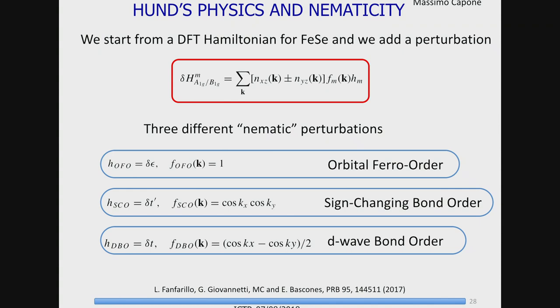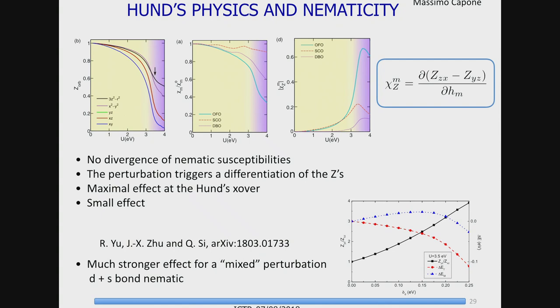Essentially, what we do here is we play with barium selenium, which you heard already is the place where we want to study nematic effects and their relations with superconductivity, and we add a nematic perturbation. In this paper, we consider three different options, which I don't discuss in detail: orbital ferro-ordering, a change of populations; other options that have been discussed in the literature, a sign changing bond order; and the d-wave bond order. My bottom line is that, here, these are the Z's. This is my favorite plot of the Z's, the drop at some point. When this drops, we don't find any spontaneous symmetry breaking in this direction.